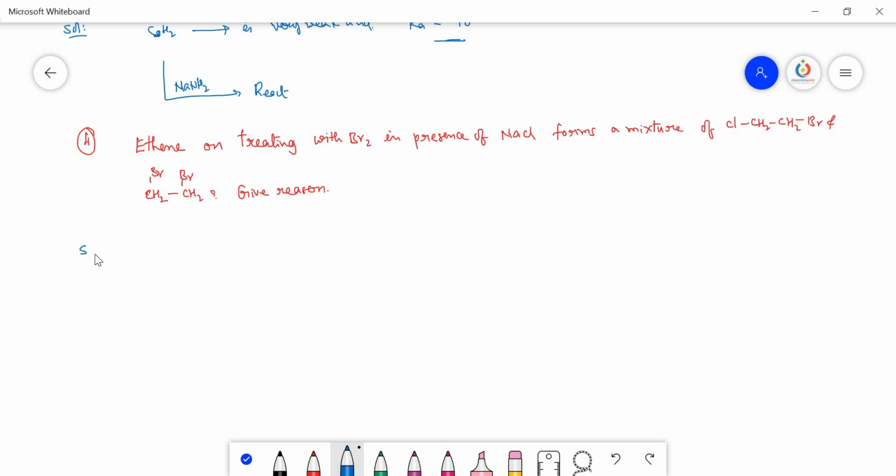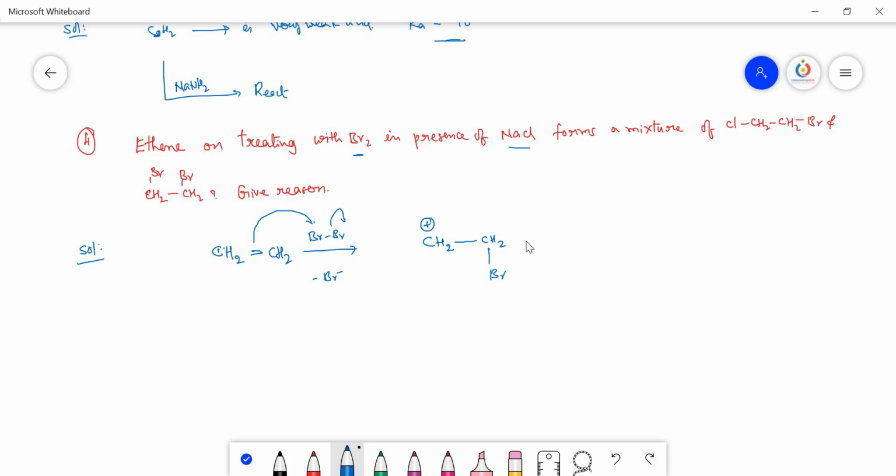So the question itself is, ethene on treating with Br2 in presence of NaCl forms a mixture of ClCH2CH2Br and dibromoethane. Give reason. First of all, we need to see the mechanism of this ethene with Br2. So ethene reacts with Br2, this pi bond electrons attack over here and remove the Br minus ion. Though there is a transition state, I am not writing it, straight away I am writing the carbocation.